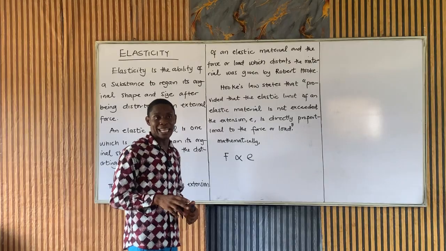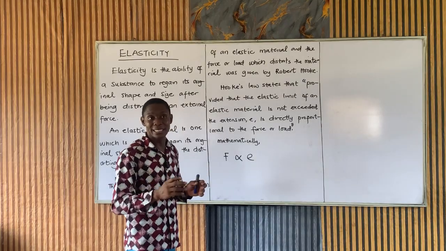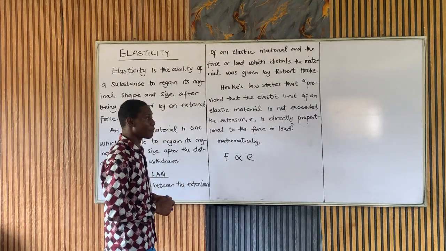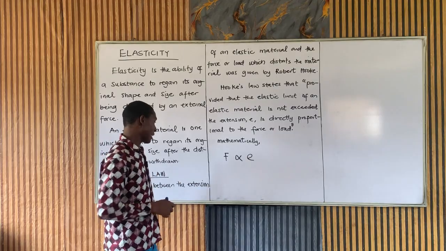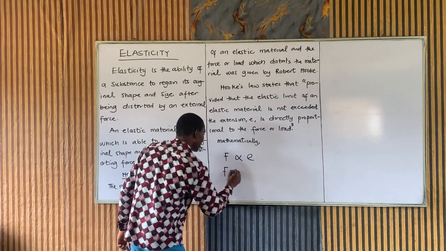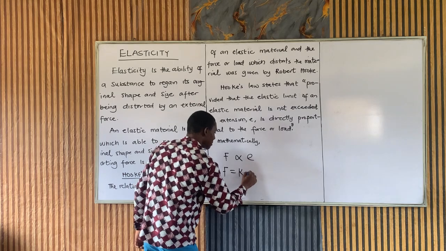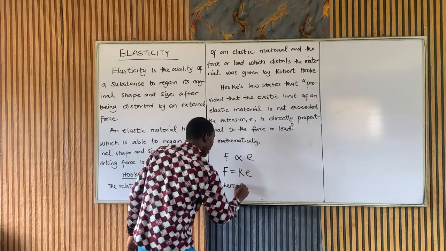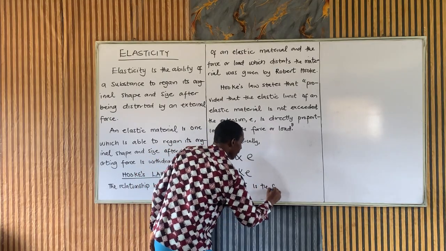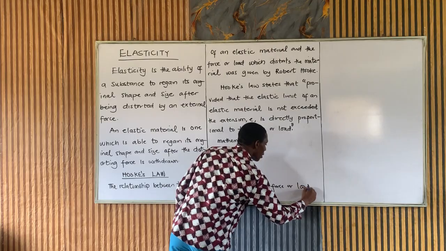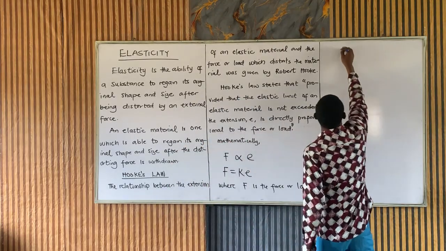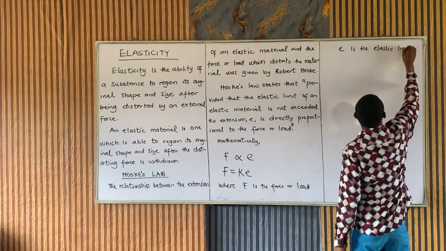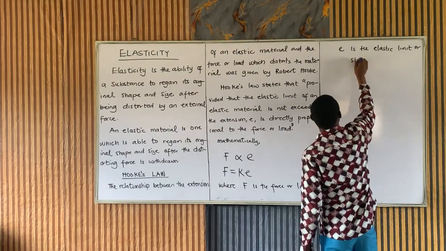We will come to that as we look at what elastic limit means and other important points along the line of the graph of force against extension. You see, we can say F is equal to K times E. Here, F is the force or load and K is the elastic limit, or we call it stiffness.